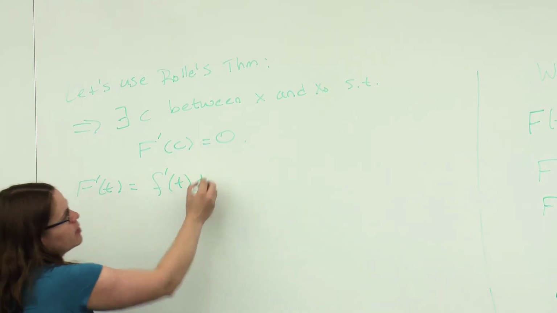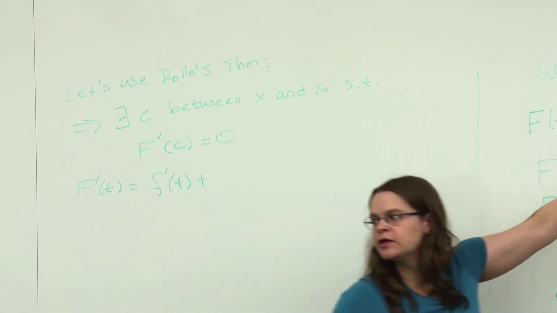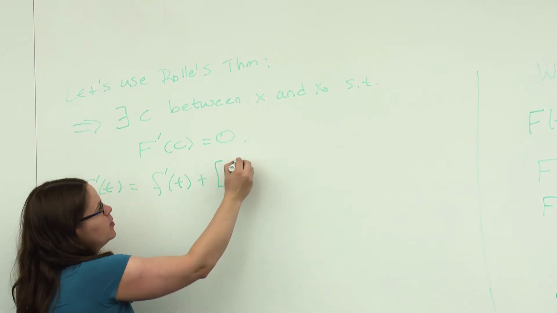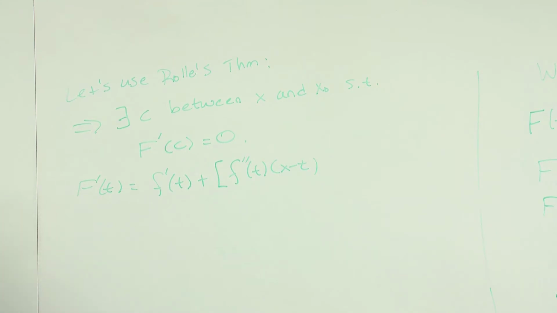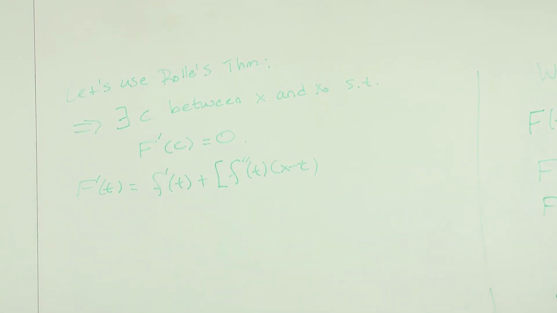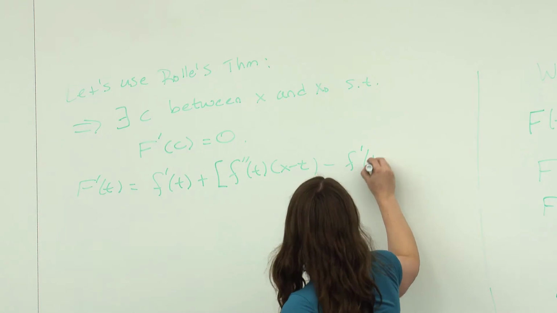Yeah, that's the first term. Now, next term, I'm going to have to do some product rule, right? I'm going to get 2 different terms coming out of here. So one of them is going to be f double prime, and this guy stays the same. The other one is that I'm going to keep my f prime and take the derivative of this with respect to t. That just pulls out a minus 1. So minus f prime of t.